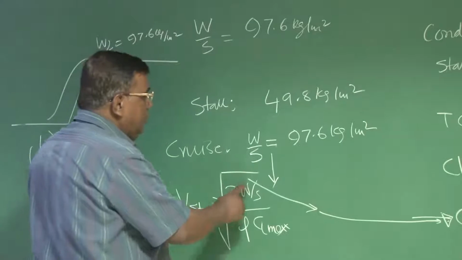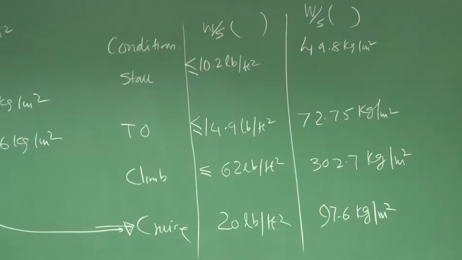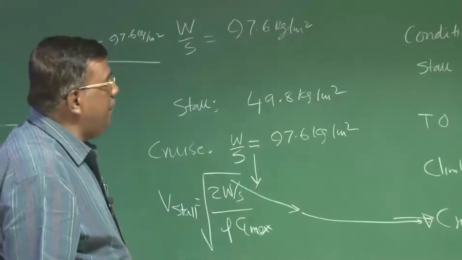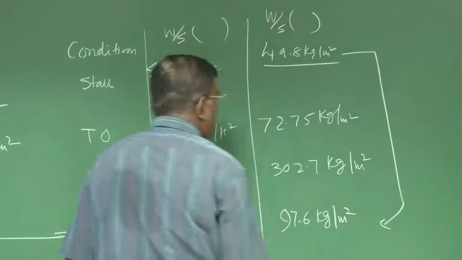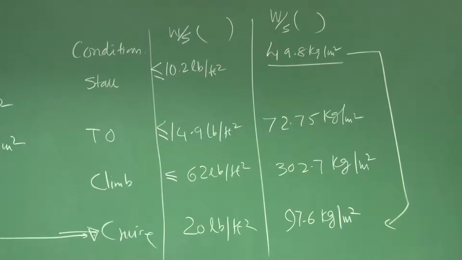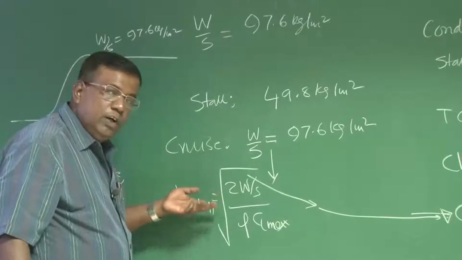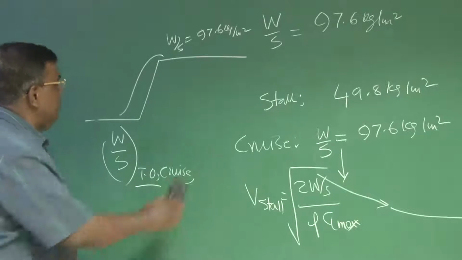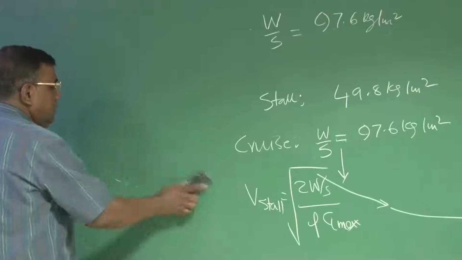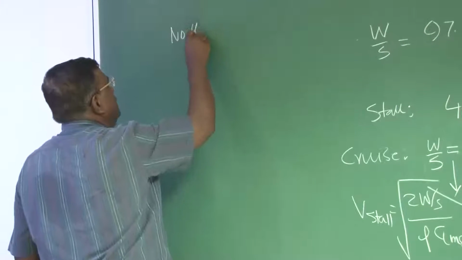So if I take W by S as 97.6 kg per meter square, then naturally your V stall will be more because it varies with W by S. To maintain the V stall, the W by S required was 49.8 or less than that, but we are selecting 97.6, which is more than dictated by the stall condition, which actually amounts to the V stall increasing, keeping everything constant. But that is a condition you cannot violate. So what is to be done? That is the question. If you see in the example of Raymer, they have used the no flap condition, right?